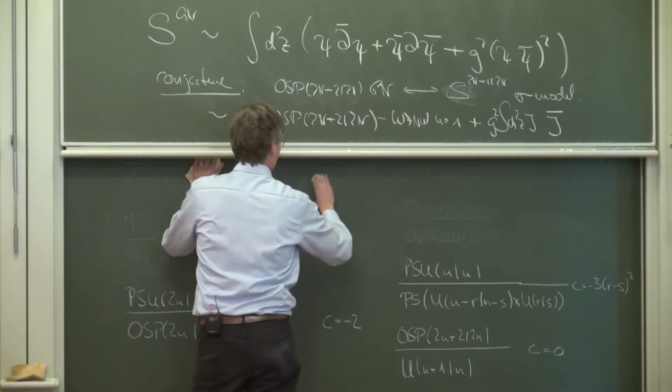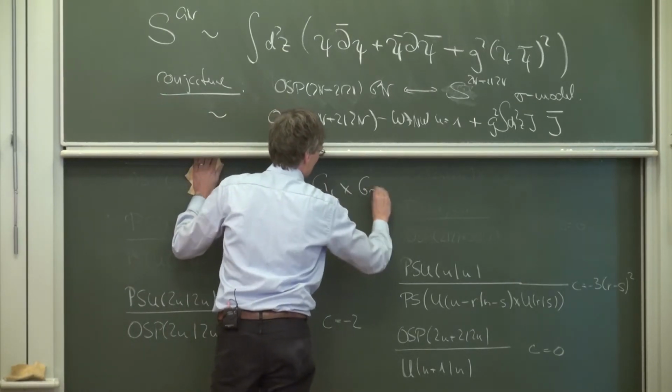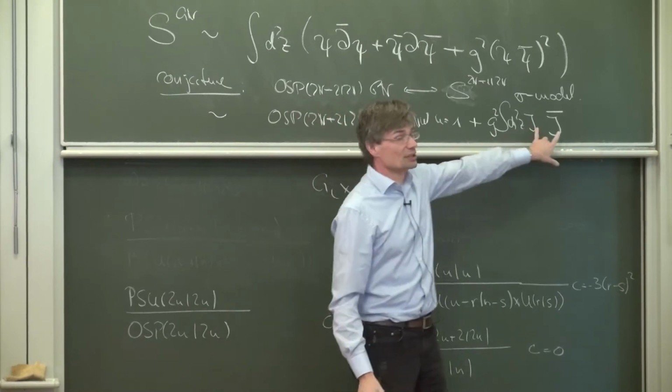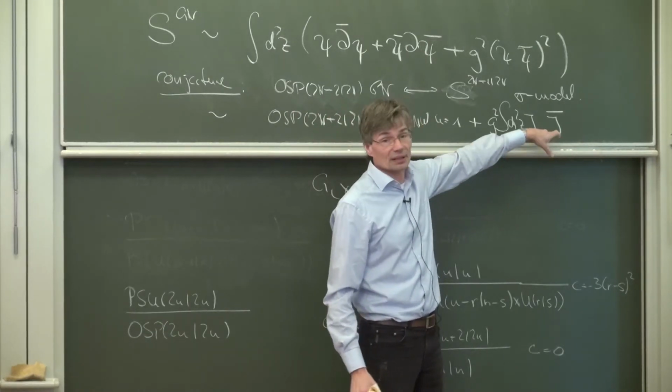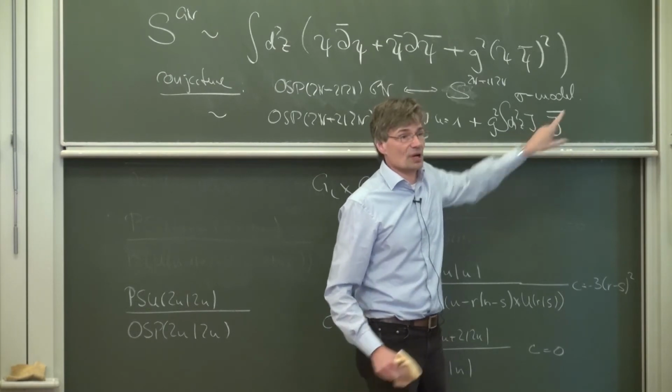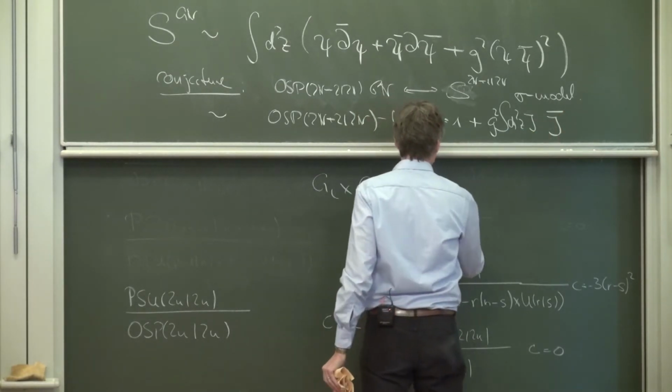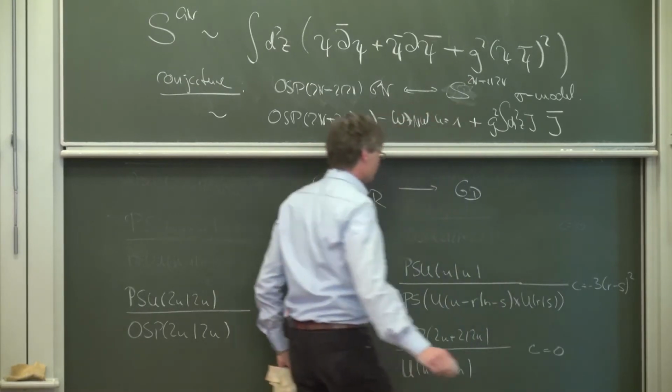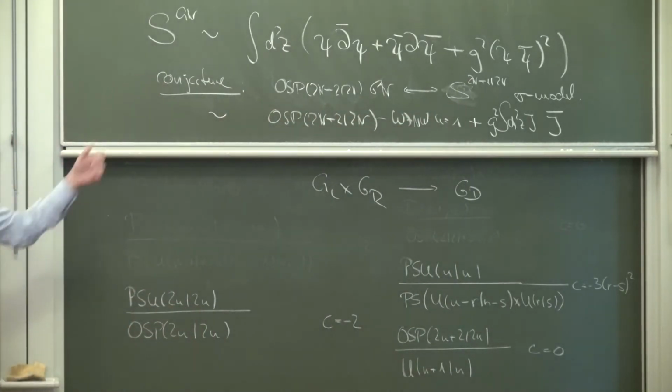So this has a G left times G right symmetry. And then this interaction here, of course, breaks that, because you contract an index from the left with an index on the right. It breaks that to the diagonal. Okay, that gets broken to the G diagonal. So ultimately, of course, there's only one global diagonal symmetry left.